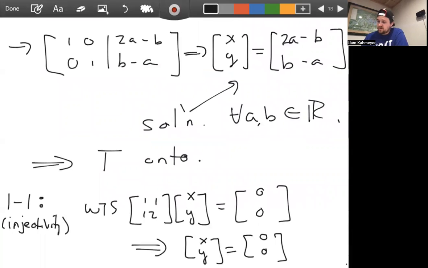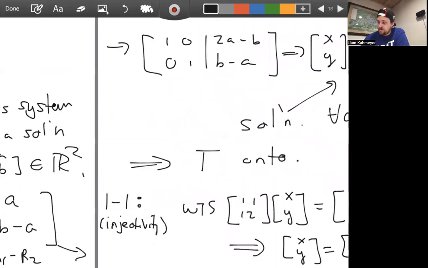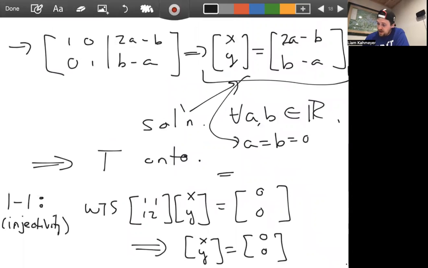Well, what you can do is resolve this system with A equals B equals 0. But we've done that. We have the solutions. Now we just look at when A equals B equals 0. Well, that implies that (x, y) equals (0, 0). So that implies that T is one-to-one.